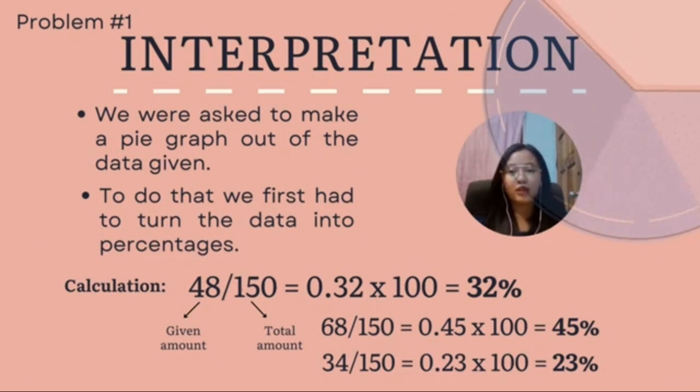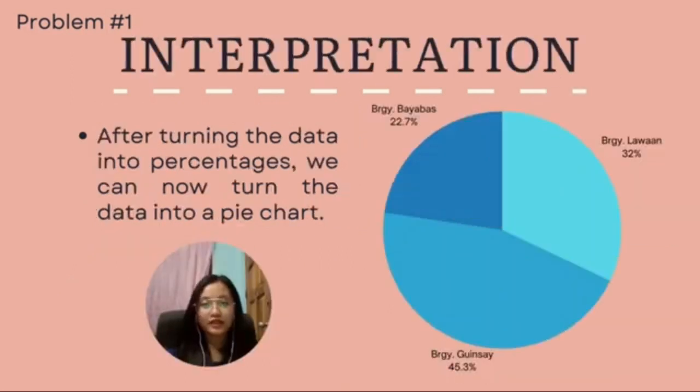So 48 divided by 150 is equal to 0.32. And we multiply that by 100 to make it into a percent. So 0.32 times 100 is equal to 32%. Next, we do that with the other data. So 68 divided by 150 is equal to 0.45, times 100 is equal to 45%. And 34 divided by 150 is equal to 0.23, times 100 is equal to 23%. After turning the data into percentages, we can now turn the data into a pie chart.